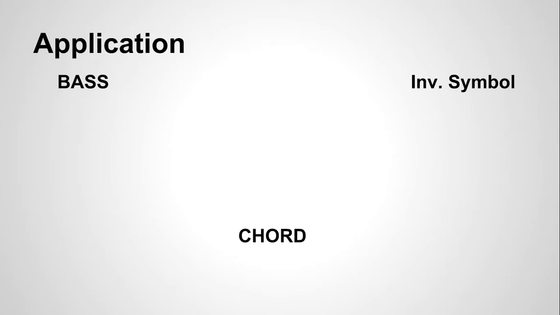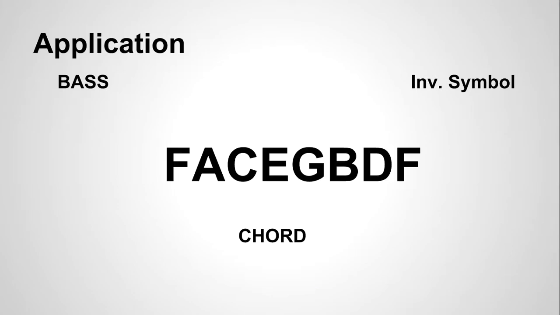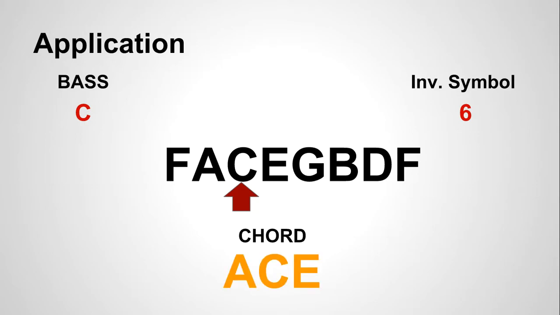Let's do another one. In my bass, with my second form of the alphabet, I have a C, and my inversion symbol is a 6, which means C is the third of the chord. Therefore, my chord spelling would be A, C, E.